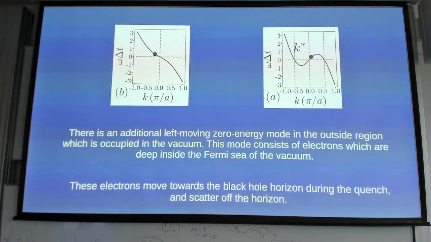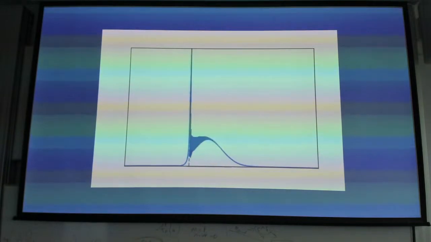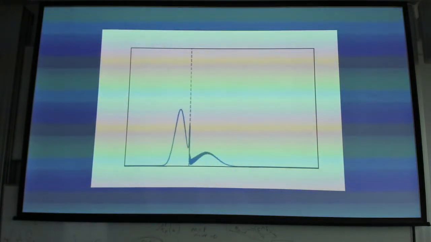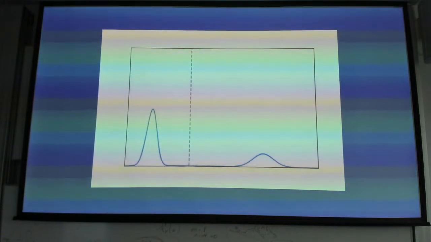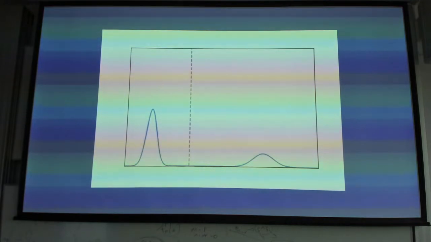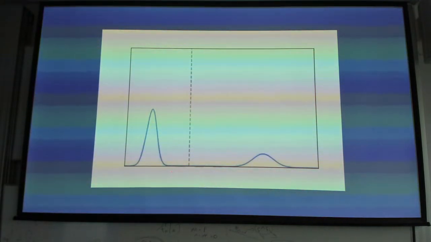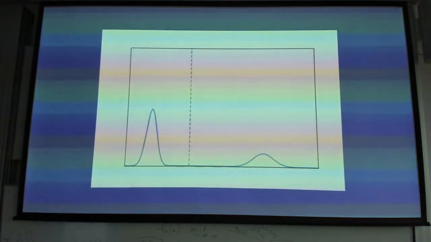And you can actually make a wave packet and just see this behavior. So this is the incoming wave, the dashed line is the horizon, it scatters off, and then part of it moves through, and another part is reflected back. So these are fermions which are deep inside the Fermi sea of my vacuum. But once it scatters off this horizon, it emerges as a Hawking particle, which is now moving out.